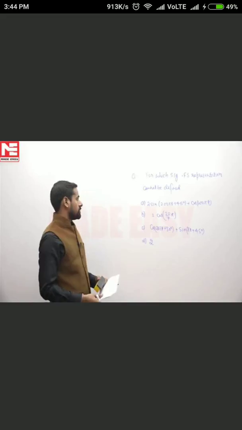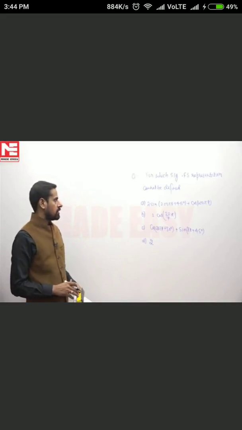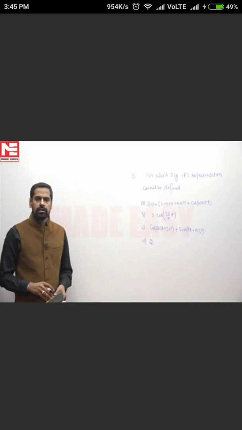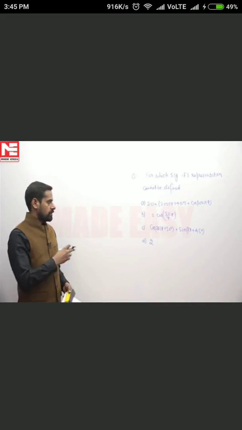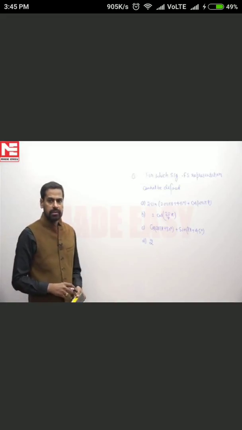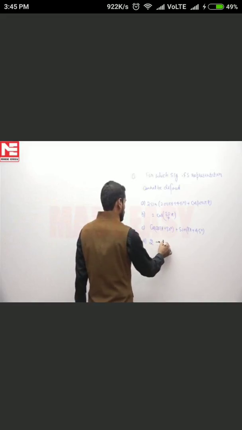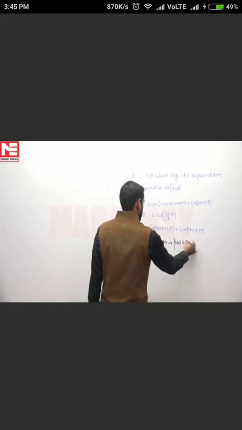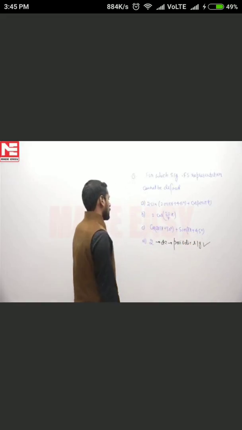In the next question, we have to check, out of these four options, for which signal Fourier series representation cannot be defined. As we know, Fourier series representation is possible only for periodic signal. So if any of these signals is non-periodic, then Fourier series representation will not be possible. Option D is the DC signal, and DC signals are periodic signals. So for option D, Fourier series representation is possible.